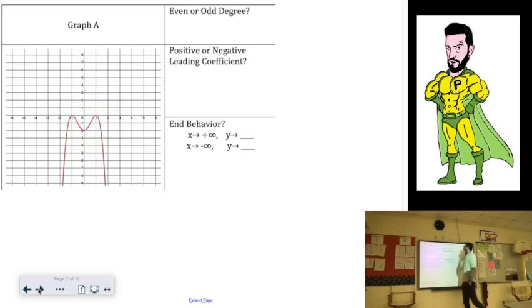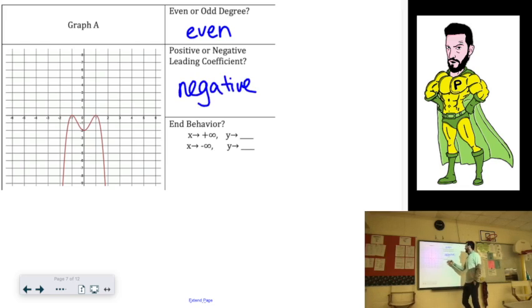If you look at graph A, is that an even or odd degree? Well, remember, even degrees start and end in the same way. They're either both going up or both going down, and I see these are both heading down. So that would indicate that it is an even degree polynomial, but typically positive ones start heading upward. These are both heading downward, which means the lead coefficient would be negative.